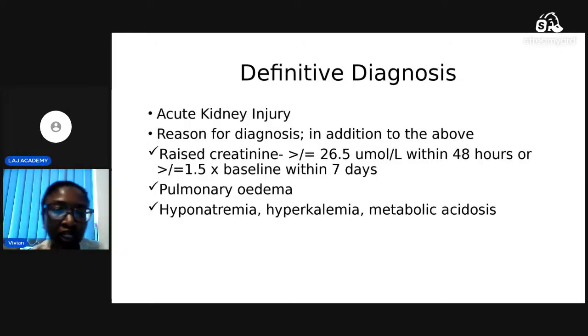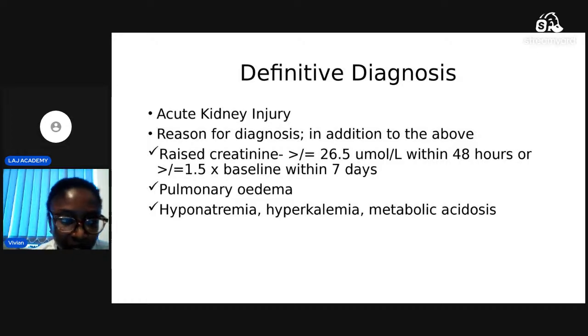For the discussion, the definitive diagnosis in this woman's case is acute kidney injury. The reason for the diagnosis, in addition to her symptoms, is that the tests showed a raised creatinine of greater than 26.5 within 48 hours. Compared to her baseline, her last creatinine was 80, so it was elevated to over 3 times the baseline.